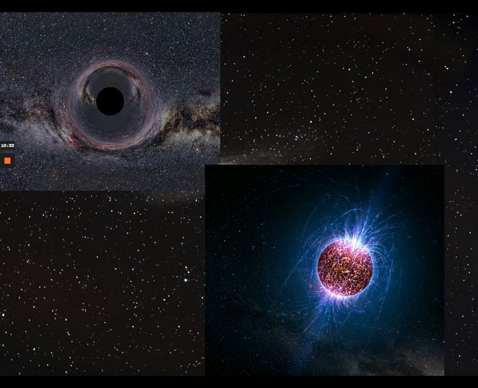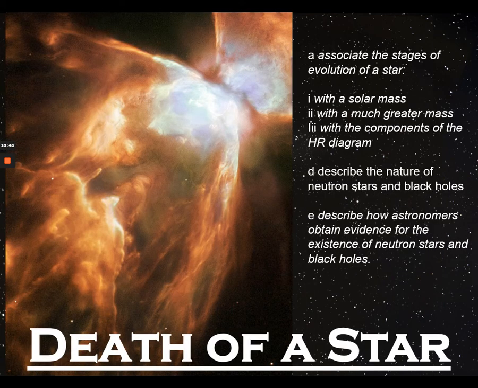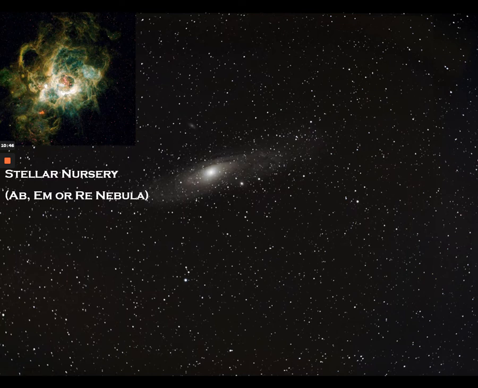Alright, here's the two mysterious objects. That's the black hole and the neutron star, which we will learn more about in coming lessons. So, skip that. Here we go.